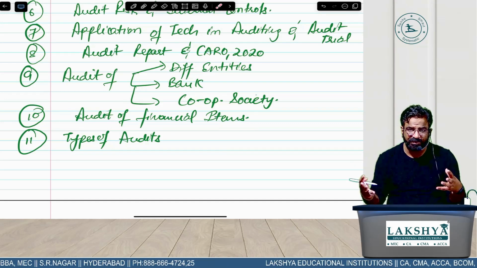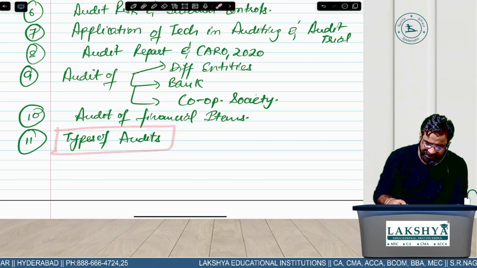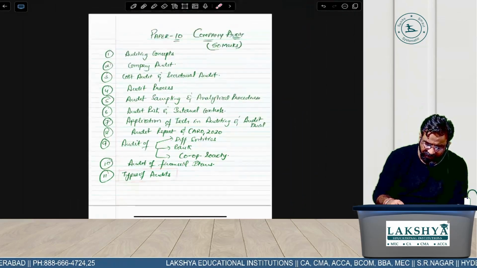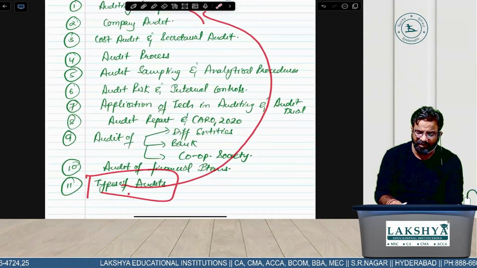Looking a very huge chapter, but very simple chapter. And this is not a chapter actually, it is a part of our chapter number 1 only, but we have kept it separately. That is called types of audits, which is a part of audit concepts.